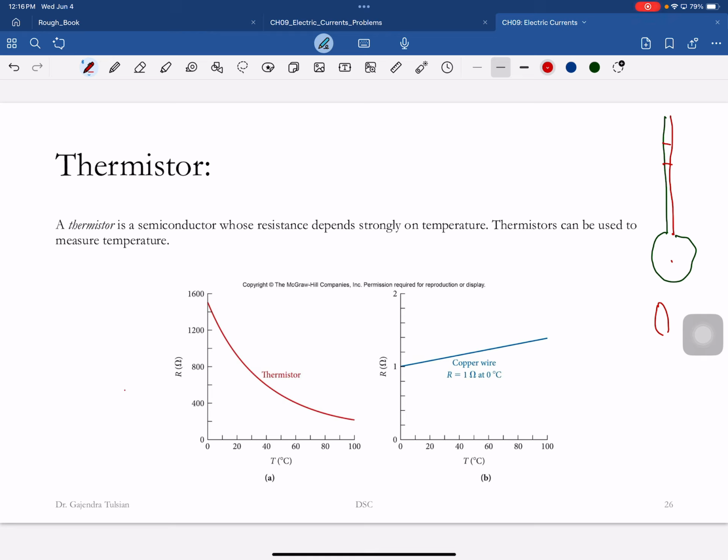Here's a material whose resistance changes quite a bit with temperature. So as its temperature increases, the resistance is decreasing. What is happening? More electrons are being. Very good. The number of charge carriers are increasing. Yep. So how do we measure the temperature?